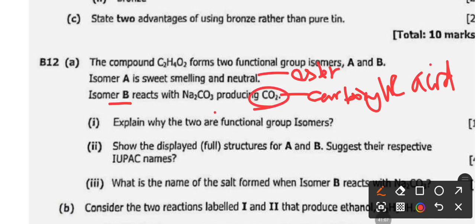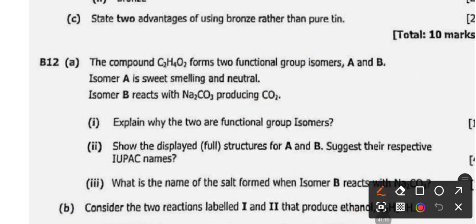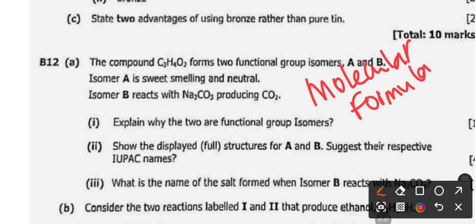Starting with the first question, it says explain why the two are functional group isomers. They are functional group isomers because they have the same molecular formula, but they have different functional groups. A and B have different functional groups and yet the same molecular formula. That's the reason why they are called functional group isomers.